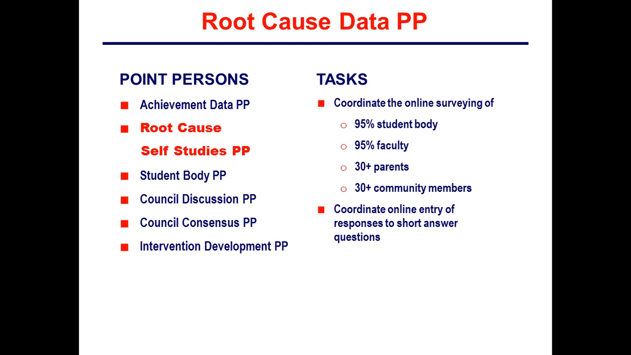Okay, the second task is the root cause data point person. So this is where we're trying to discover what's getting in the way of achievement. So this person would coordinate the online surveying of these groups: student body, faculty, parents, and community members, and in our rubric, that's the percentage of folks that we want you to survey. So this person is actually never going to touch any data. The data just goes automatically into our system, so it doesn't matter who this is. This does not have to be a school person.